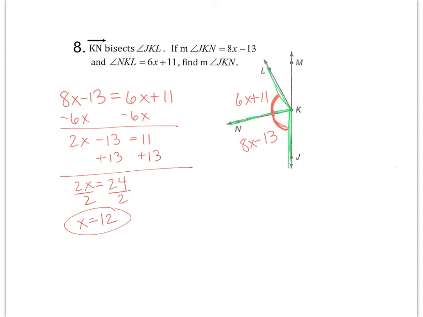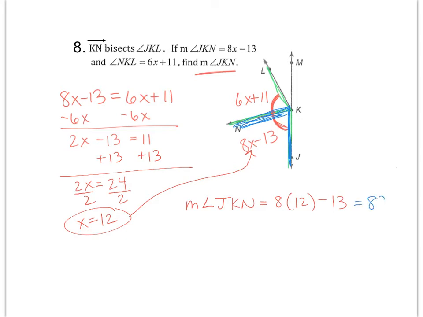Now that is not our final answer, because remember the question. The question wants us to find the measure of angle JKN. Well, the measure of angle JKN means we're going to have to take that 12 and plug it in for that x. So it's going to be 8 times 12 minus 13. Because JKN is this angle right here. I'm outlining it in blue. And that's what we're trying to solve for. So use your calculator, 8 times 12, and then subtract 13. I believe you're going to get 83 degrees. Now notice I put that little degree symbol on there.